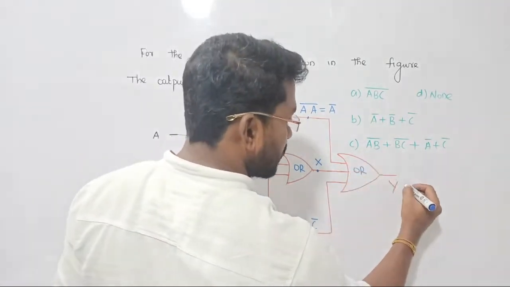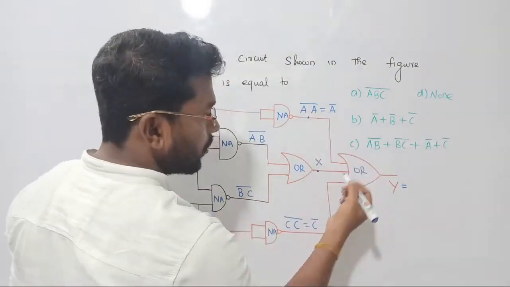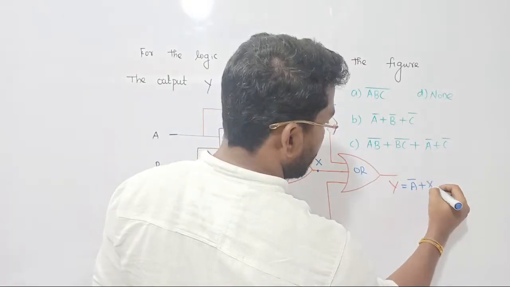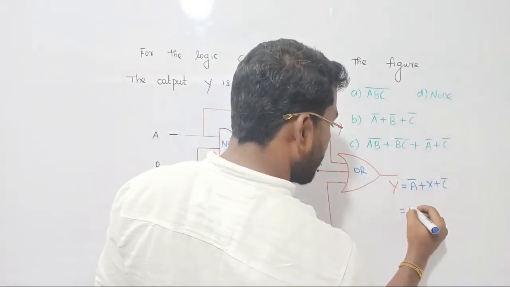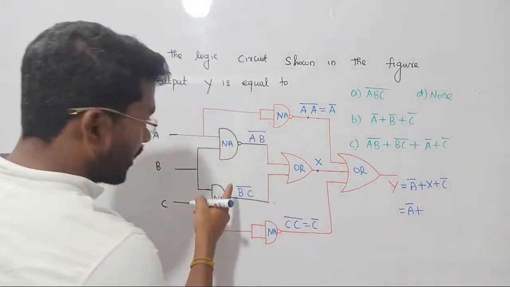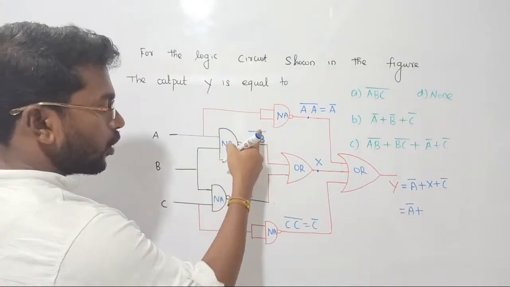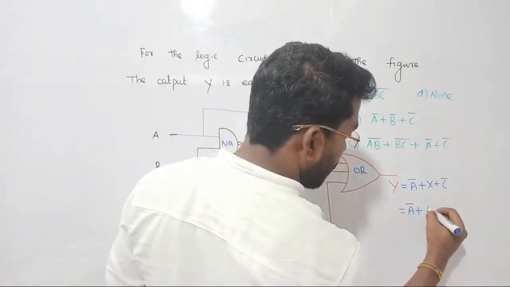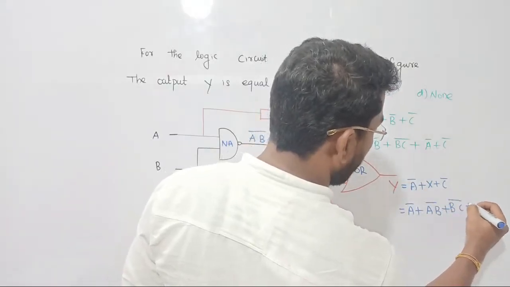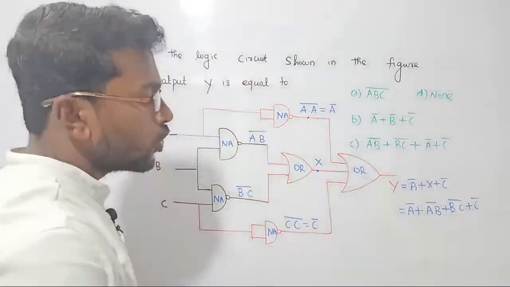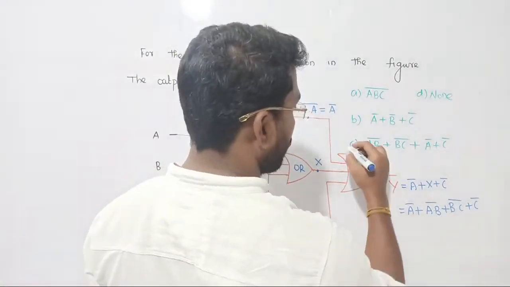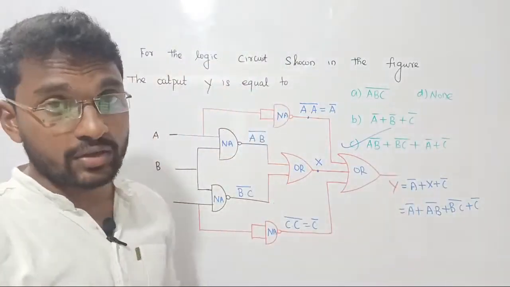Now this OR gate once again adds these three variables: A bar is coming, X is coming here, C bar is coming, so your output will become A bar plus X plus C bar. But we all know what the value of X is. That portion is visible. X is the addition of A dot B whole bar plus B dot C whole bar. So it can be written as A bar plus C bar plus A dot B whole bar plus B dot C whole bar. See how easy your questions are, right?